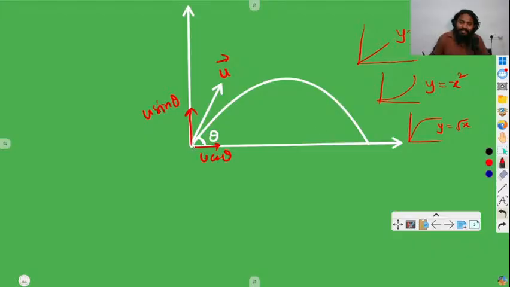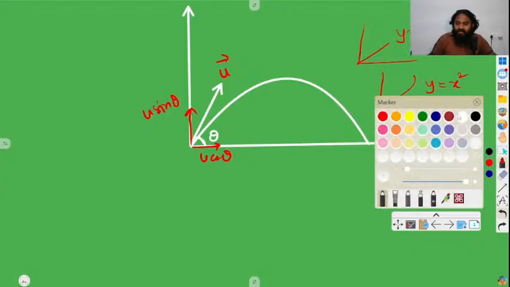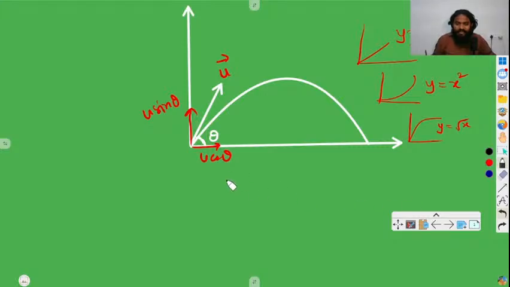Like that, when you are projecting an object, it is following a reverse parabola. So now what we have to do is mathematically prove that the path of the trajectory is a reverse parabola. For that, first of all, along the x-axis I'll find the time, because the distance traveled along the x-axis is equal to the speed along the x-axis into time taken, right?